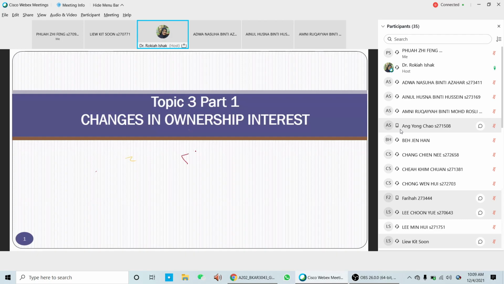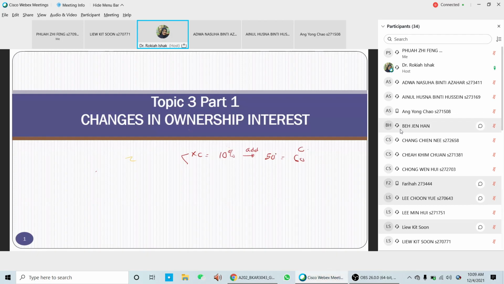The first is where previously there is no control. Maybe you have only 10% shares, and then after that you add some more, maybe another 50%. So now it becomes 60%, and you are going to have control. So you start with no control, you add some more shares, and then you have control over the company.